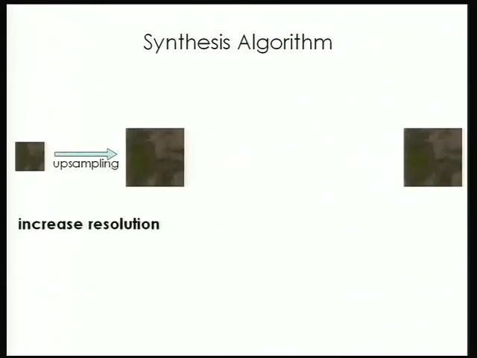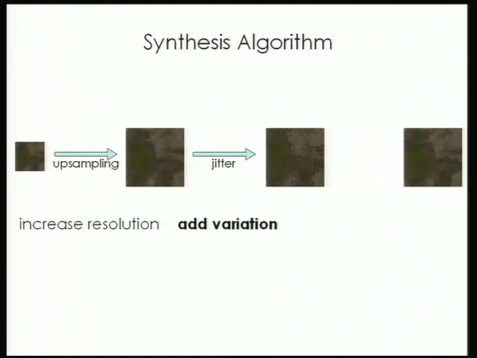First, we upsample the previous output to get an image at double the resolution. We jitter to add some amount of visual noise to the texture. And finally, we perform a step of correction, which brings us back to the appearance that's prescribed in our input. So let's get into detail on these.